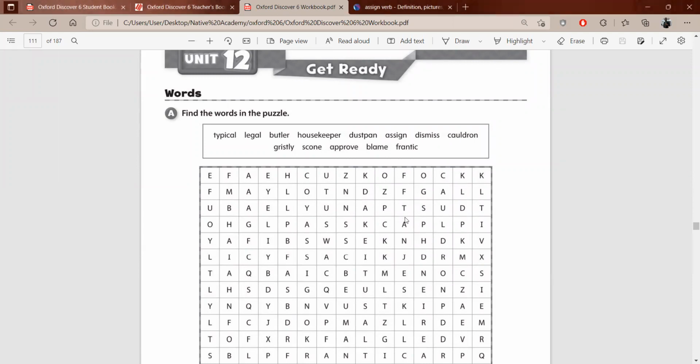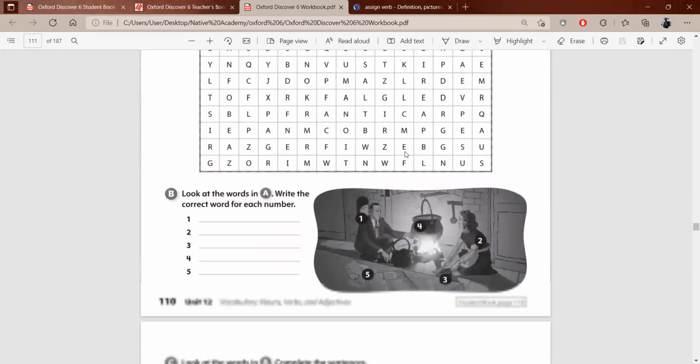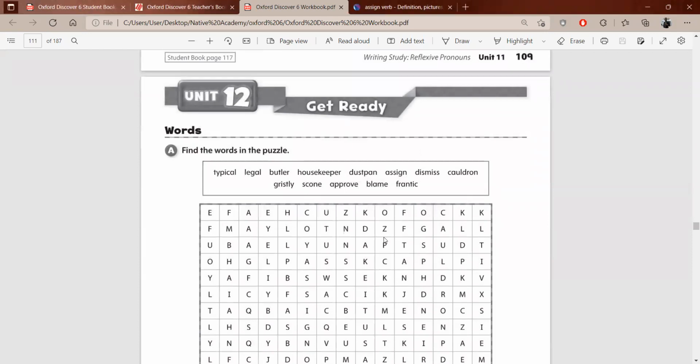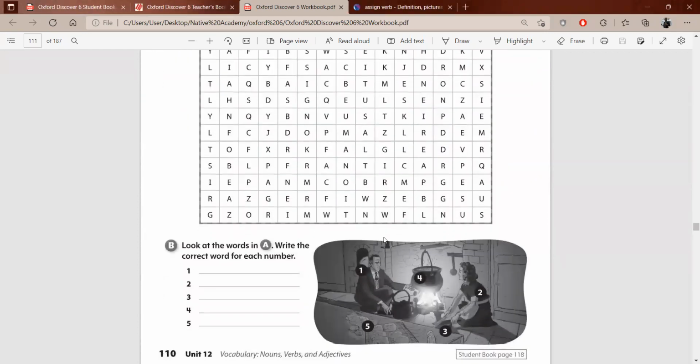You are confused between butler and housekeeper. I know it's confusing, but here that man is the butler, not the housekeeper. The butler is kind of close to a maid or something like that. And the housekeeper is mostly a woman, most of the time.